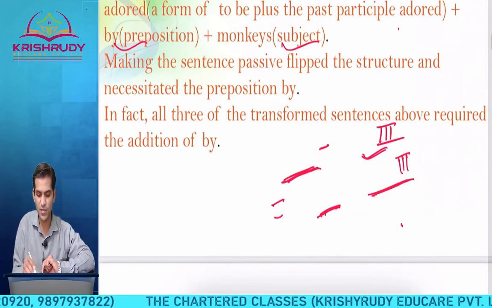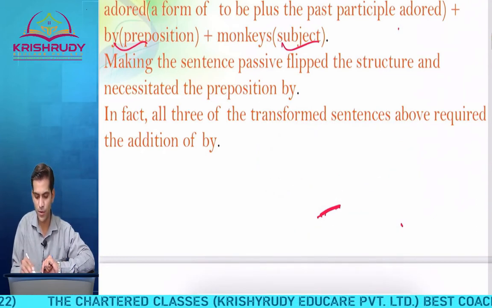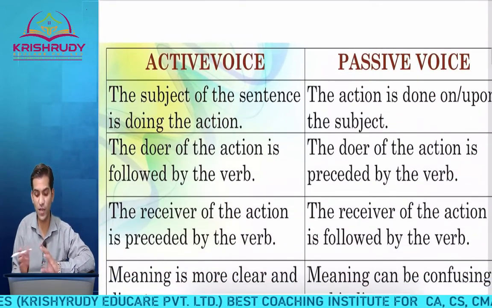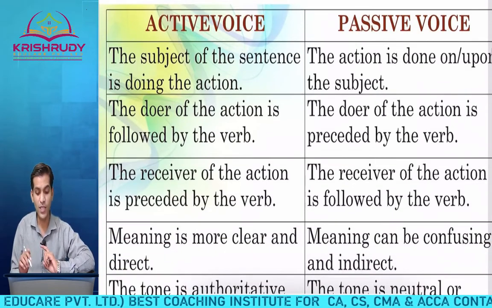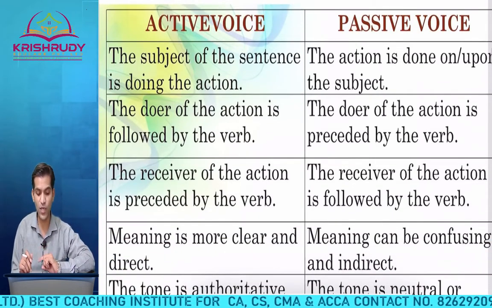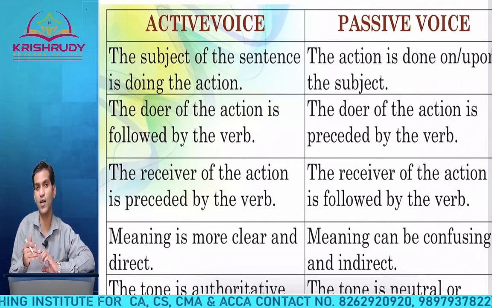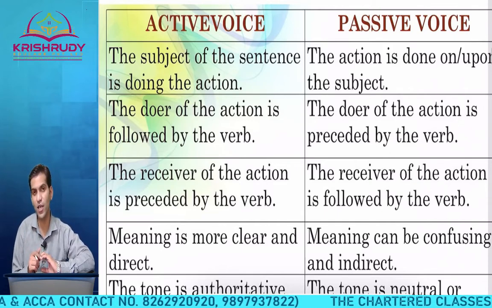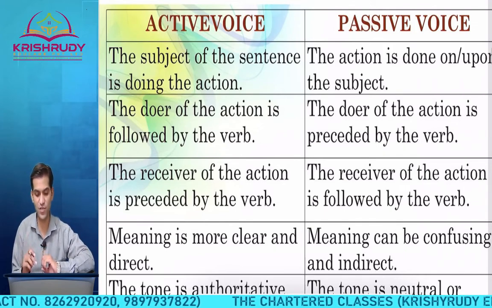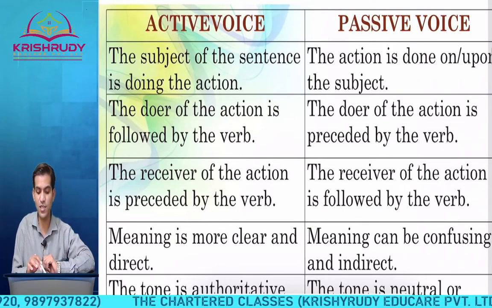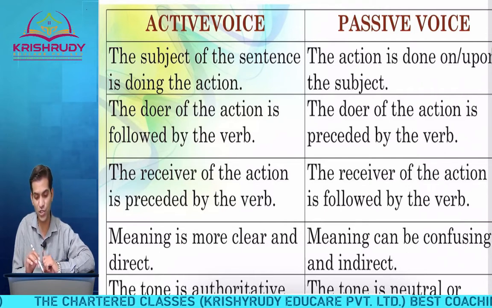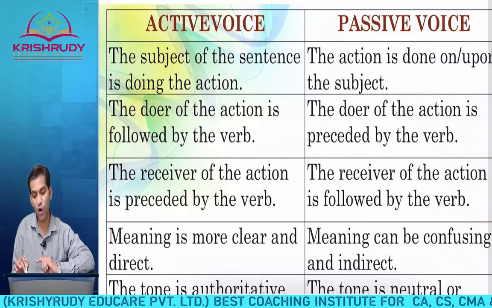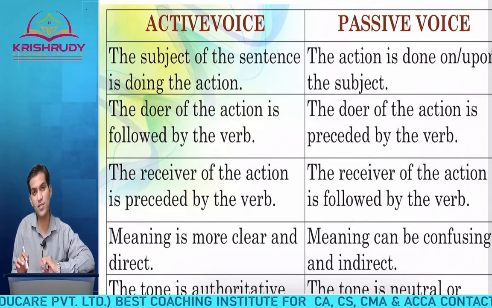Now next is active voice and passive voice. You can find the difference right here. These are the easy tips to remember and identify active and passive sentences. In an active sentence, the subject of the sentence is doing the action. On the other hand, in passive, the action is done on or upon the subject, right?